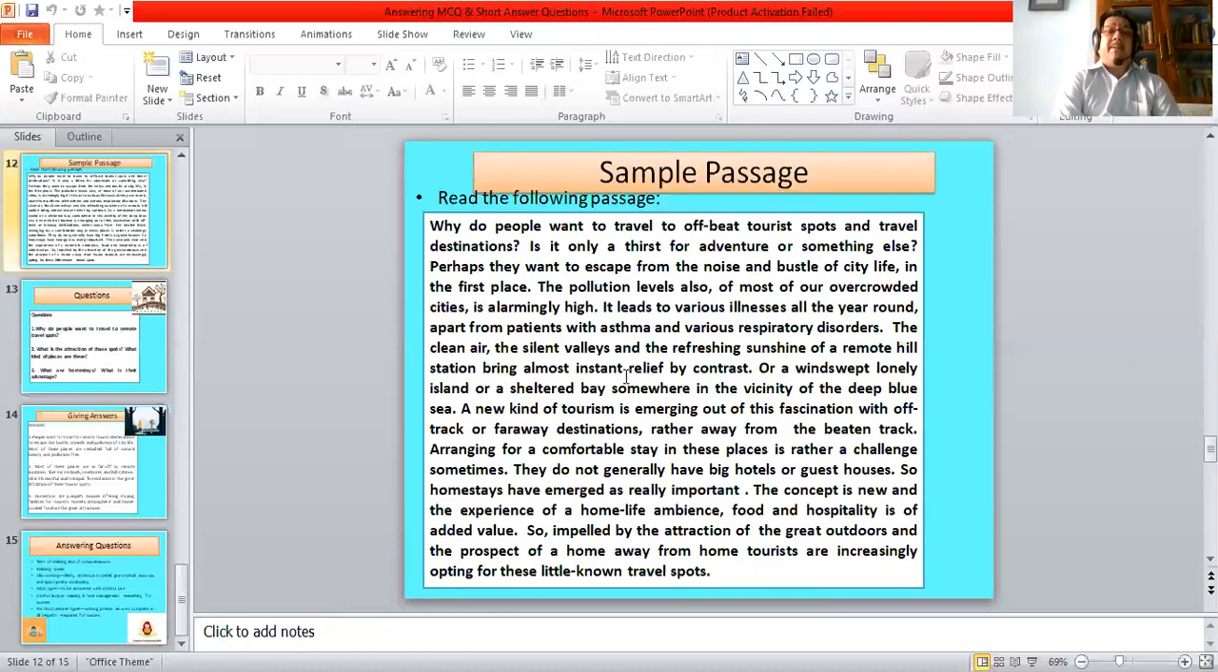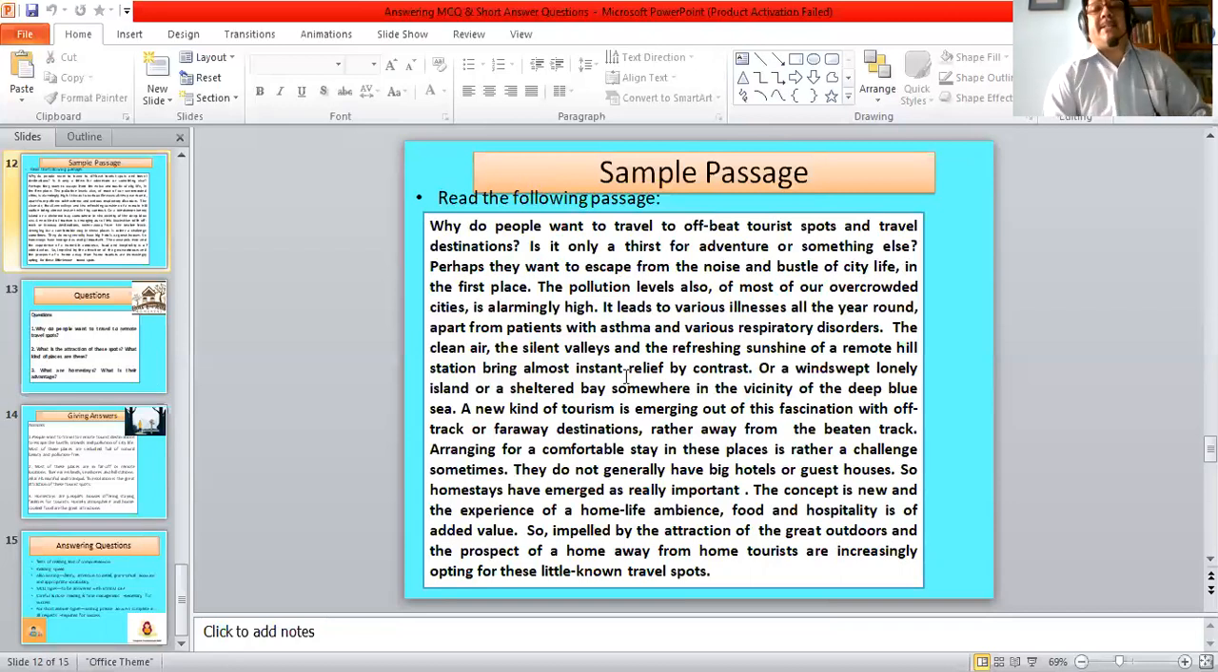Arranging for a comfortable stay in these places is rather a challenge sometimes. They do not generally have big hotels or guest houses, so homestays have emerged as really important. The concept is new, and the experience of a home life ambience, food, and hospitality is of added value. So, impelled by the attraction of the great outdoors and the prospect of a home away from home, tourists are increasingly opting for these little known travel spots.